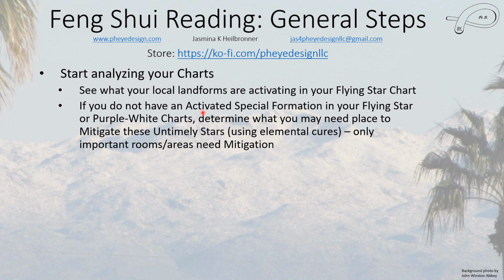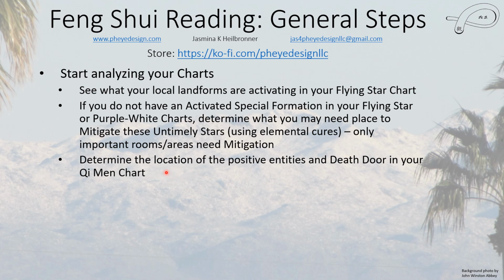Now, if you do not have an activated special formation in your flying star chart or your purple white chart, then you need to determine what you may need to place, that is an elemental cure, to mitigate the untimely stars that could be there. Again, only important rooms need mitigation. And when I talk about errors, I'm mostly talking about your main door.